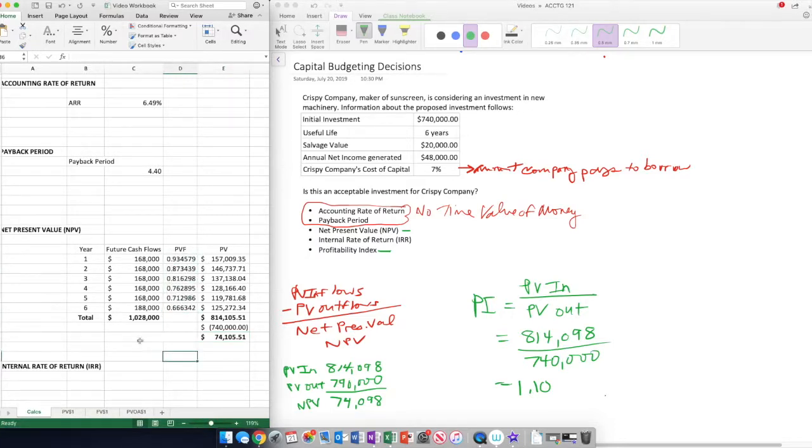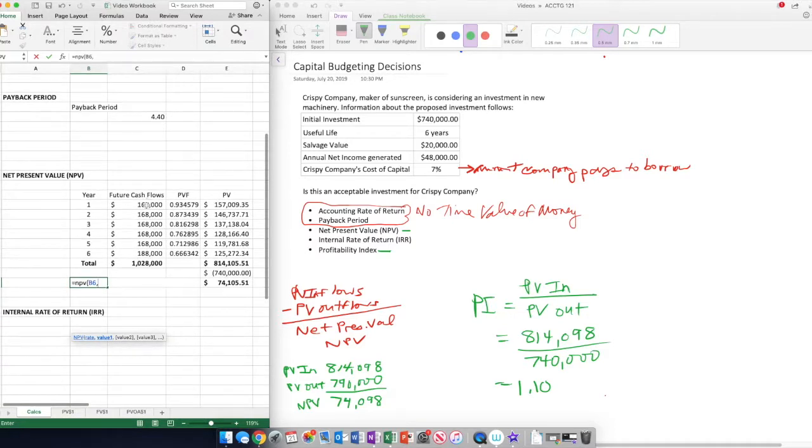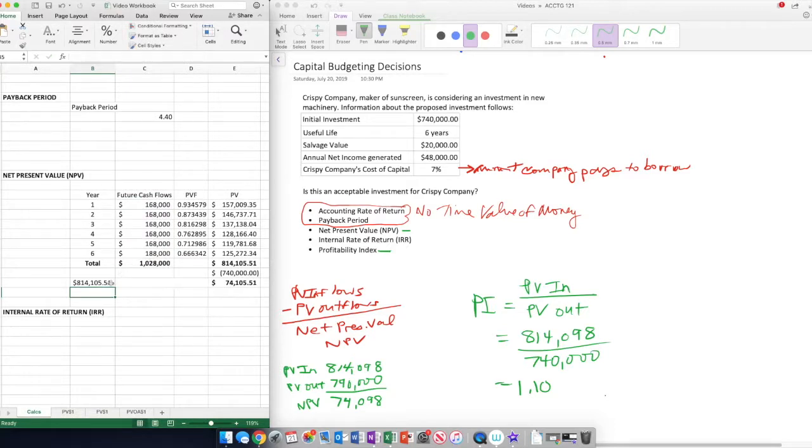But there's also a way that you can calculate NPV just strictly using Excel. If you hit NPV as a formula, it asks you for a rate, and we can pull 7% here. And then it wants the value. So if I highlight just the cash flows, it gives me 814,105.51, which is what I came out with over here. And then I can simply take away the 740 to figure out my NPV. So there is a way to calculate this quicker, if you know the future cash flows, than doing all of this stuff that I just showed you.